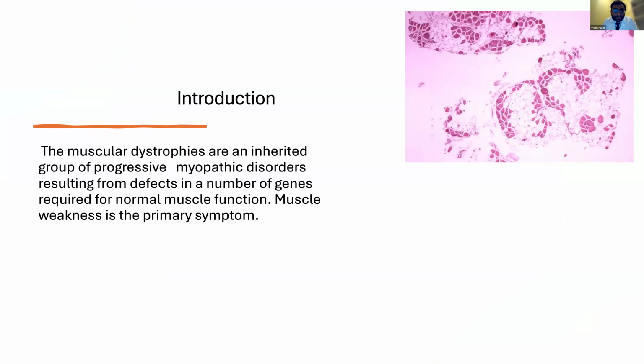So what is muscular dystrophy? Dystrophy means degeneration and muscular means muscle. So it is basically a degeneration of the muscle. It results from the defect in number of genes that are required for normal muscle function. So if these genes become defective, the muscle won't be able to function properly. So it gives rise to muscle weakness. And this is one of the main symptoms of the muscular dystrophy, and they are inherited and progressive in nature.